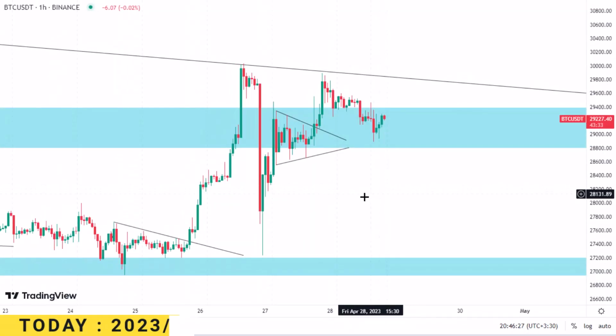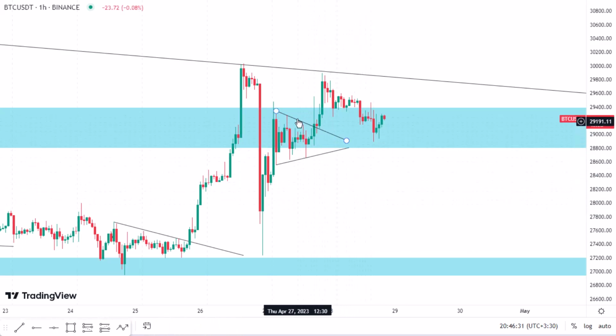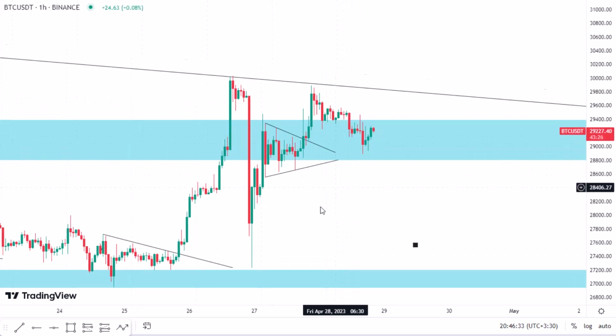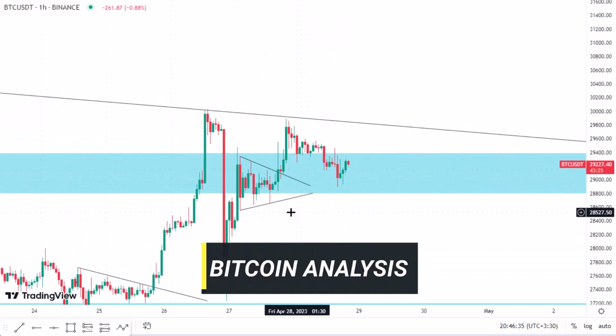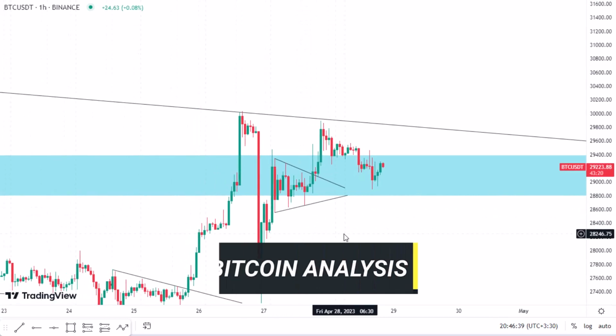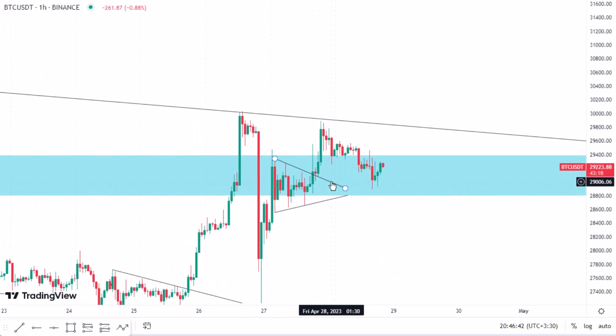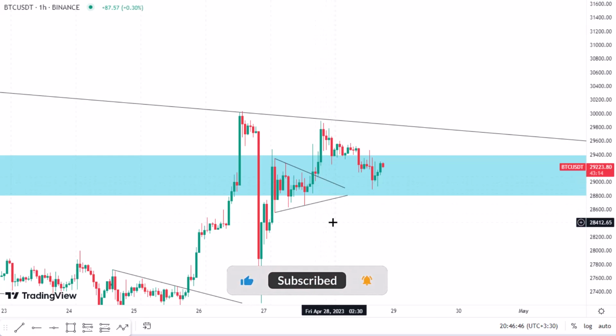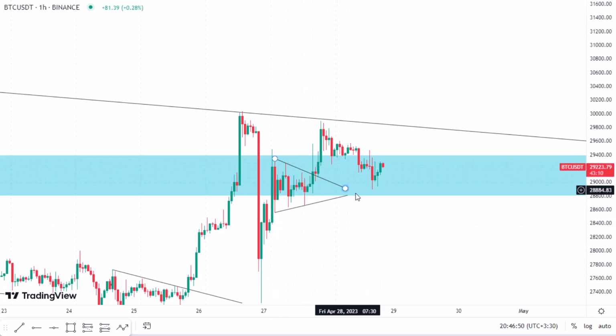Hey traders, welcome back. As you can see here, we are on the Bitcoin chart and it is 1 hour time frame. As I told you in my previous analysis, we had this triangle for the price. I don't exactly remember whether I told it in my short analysis or the big, long video analysis. But we had this position.